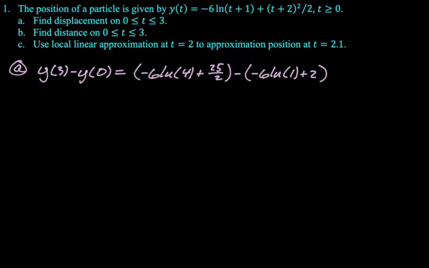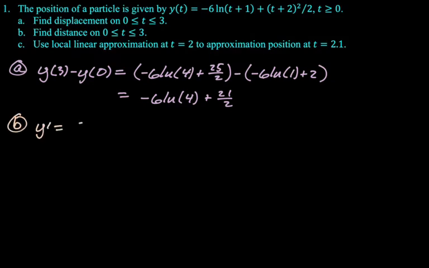When you plug in 0, you get -6 natural log of 1 plus 2. Natural log of 1 is equal to 0, so that's actually going to be gone. So when we simplify this, we're going to get -6 natural log of 4, and then 25 over 2 minus 4 over 2, so plus 21 over 2. All right, that's A. Distance is more annoying, right? So for distance, we need to know if the velocity changed from positive to negative. We're going to have to find the derivative, set it equal to 0. That's going to be the most of the task here.